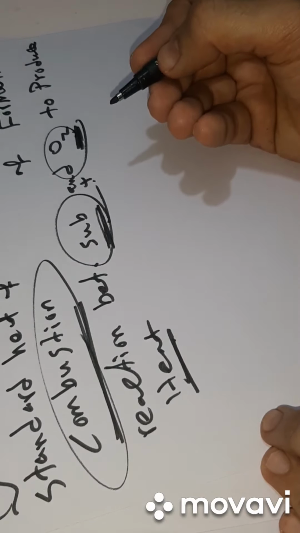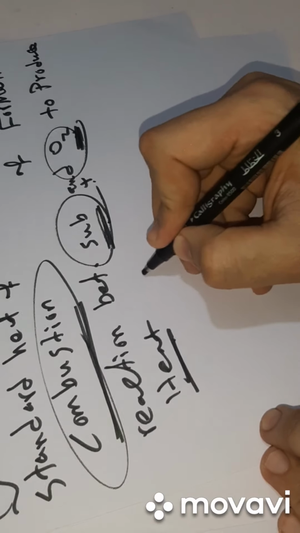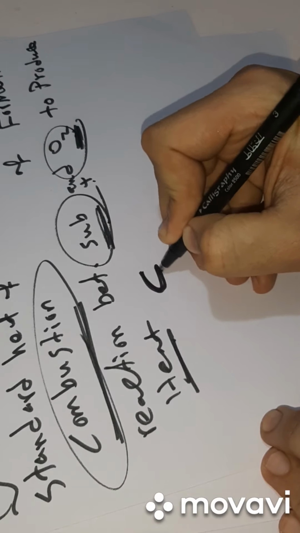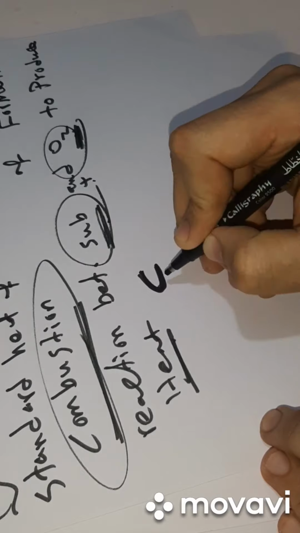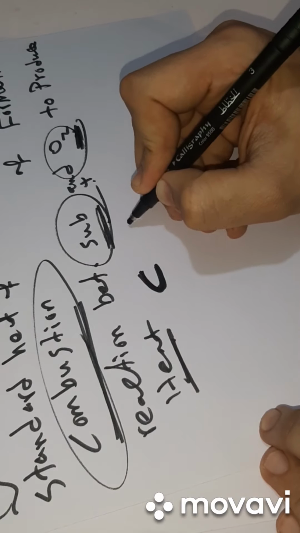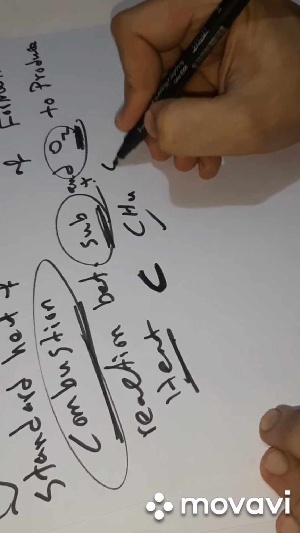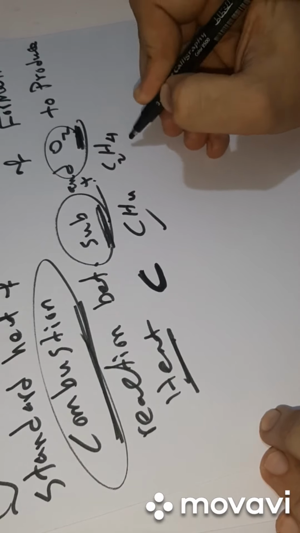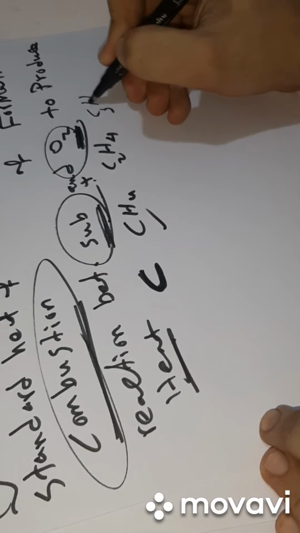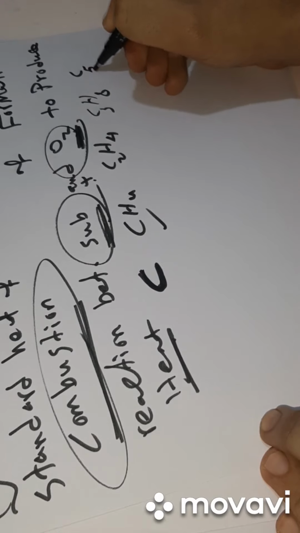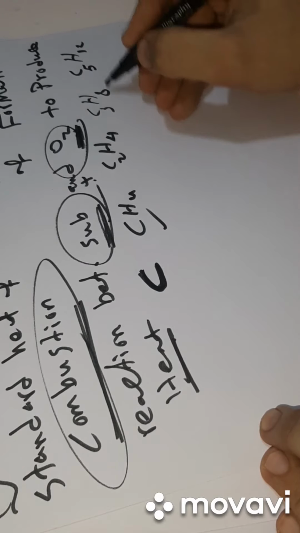What is meant by organic substance? Organic substance means it contains carbon. Organic substance, it must contain carbon. Like for example, CH4, organic substance. Organic substance also C2H4, C3H8, C5H12, all of them are organic compounds.